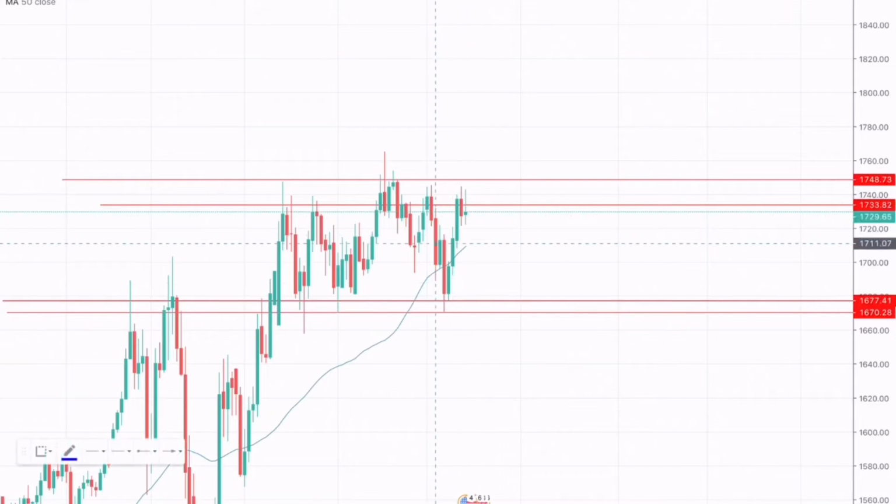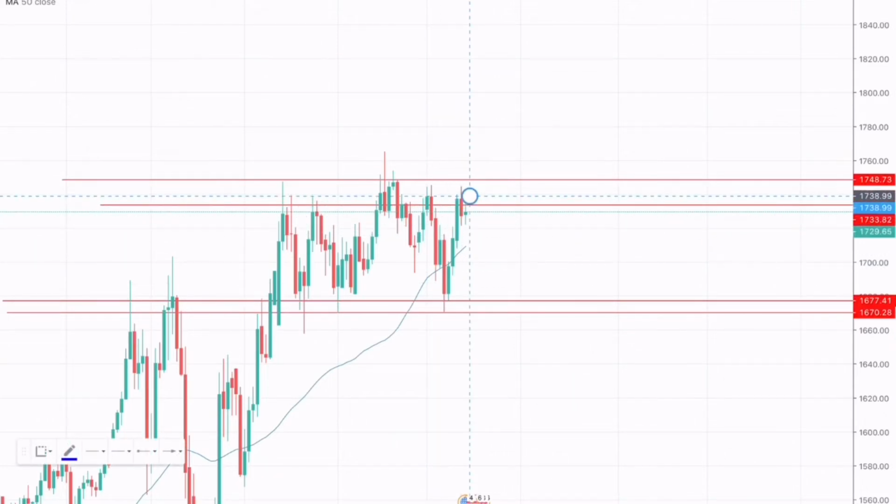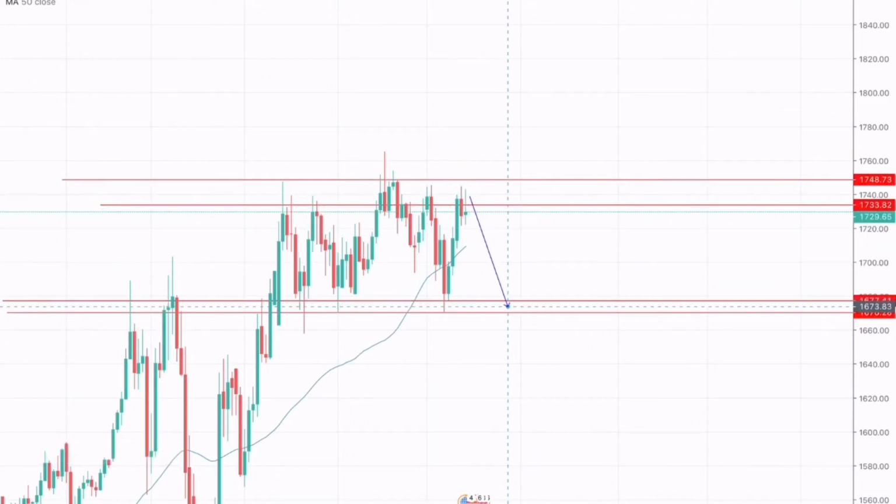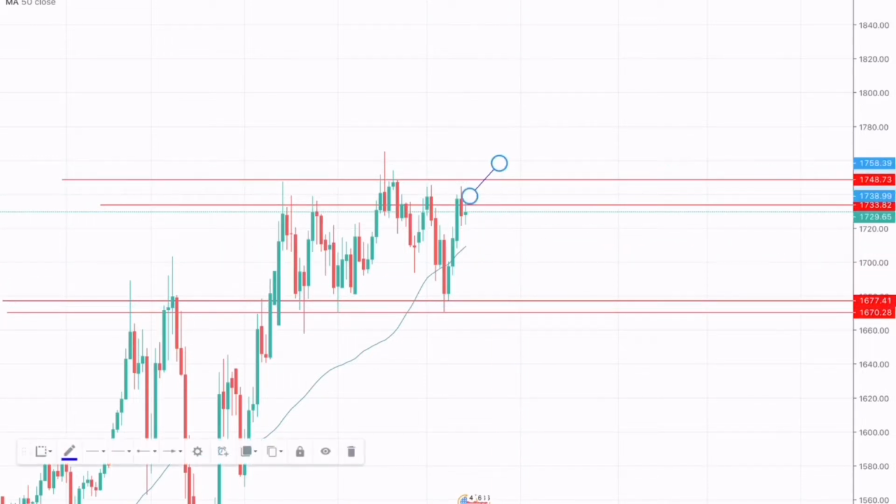Thus, according to the channel theory, we can see a downwards move from here towards this range or the support range which I have drawn, which is somewhere around 1673. However, if we see a breakout upwards and a closing of a 1-day candle or a 4-hourly candle above this resistance, a buy position can be created.